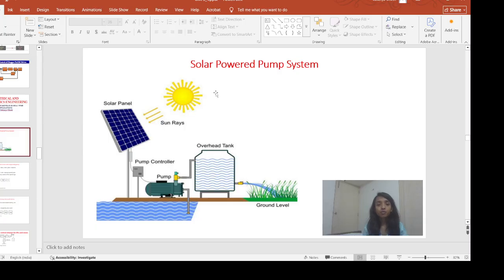So, here first we will see what is a solar powered pump system. This is a solar panel. The solar panel is made up of semiconductors. When the sunlight falls on the solar panel it absorbs the solar energy. It absorbs the photons from the sunlight, and what it will do? It will generate the electrical energy. DC current it will generate.